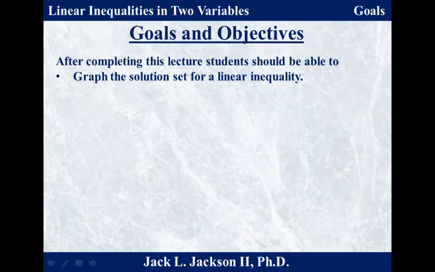So after completing this lecture, you should be able to graph the solution set for a linear inequality.